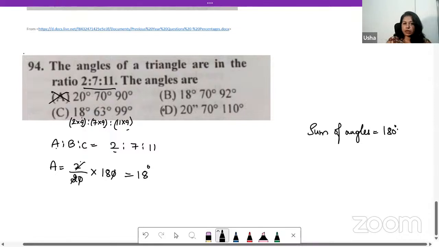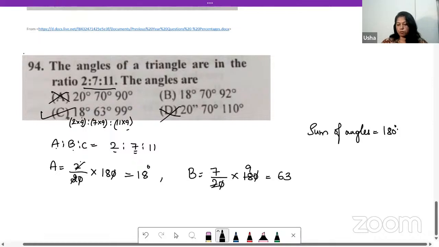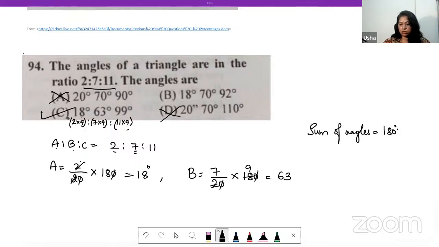So options A and D are wrong. One of B and C. Now find out angle B. B's number is 7. 7 upon total of the ratio, which is 20, into 180. 0 gets cancelled, 2 9s are 18, 7 into 9 is 63. Therefore, option C is the answer. This is how you find the values.